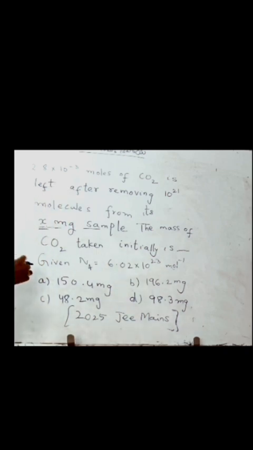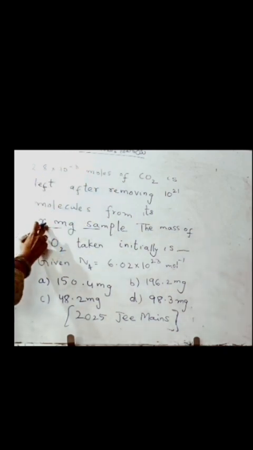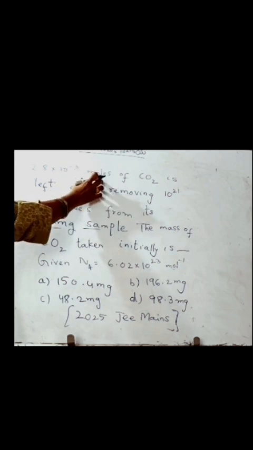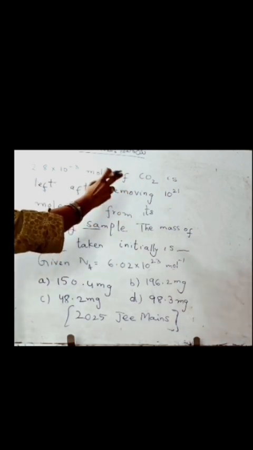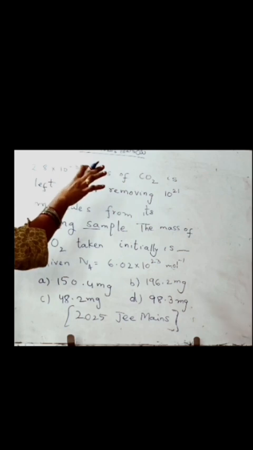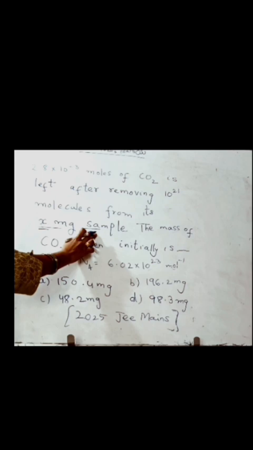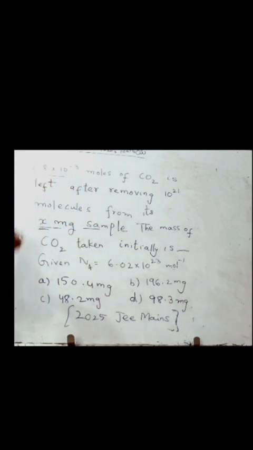After removing 10 power 21 molecules from X milligrams of CO2, 2.8 into 10 power minus 3 moles of CO2 is left. After removing how many molecules here? 10 power 21 molecules removed from X milligrams sample of CO2. Then how many moles left? 2.8 into 10 power minus 3 moles of CO2 left.